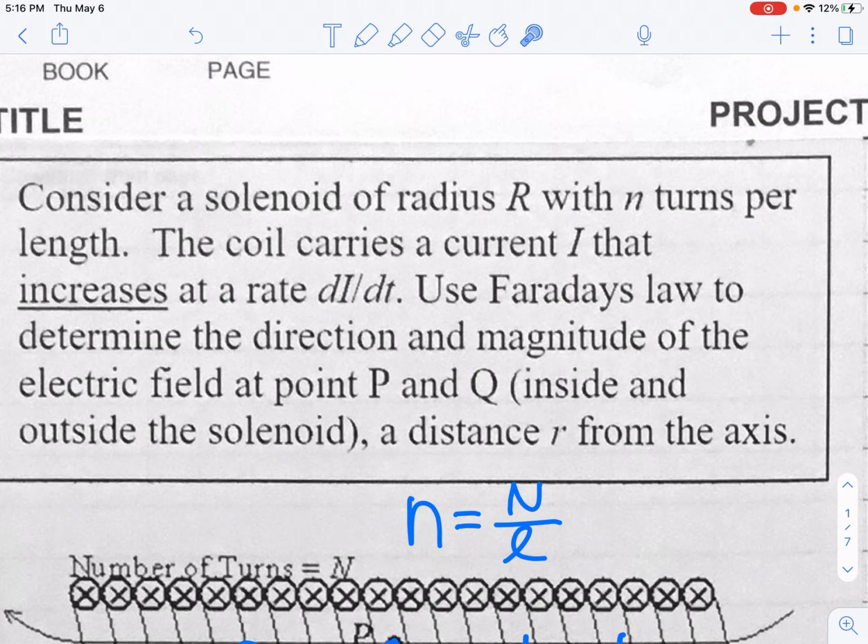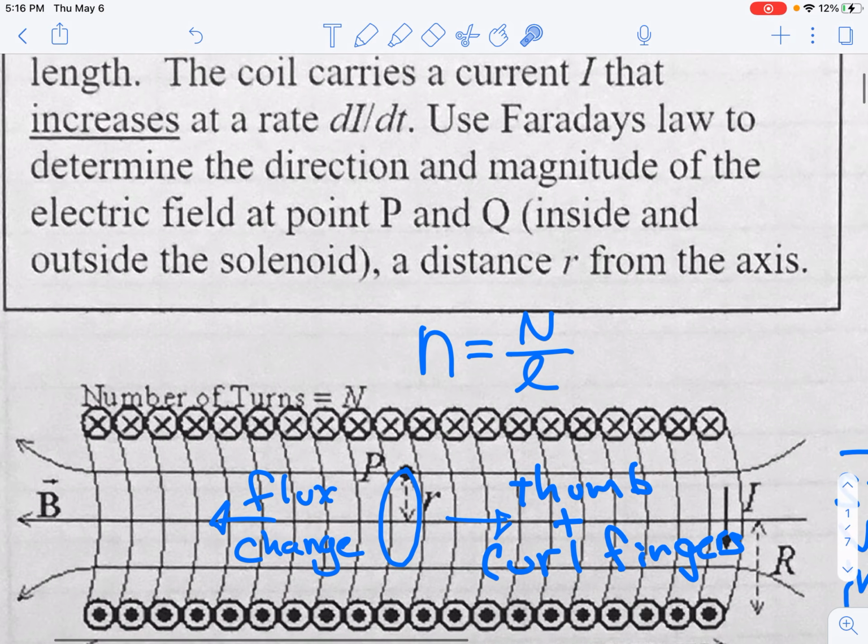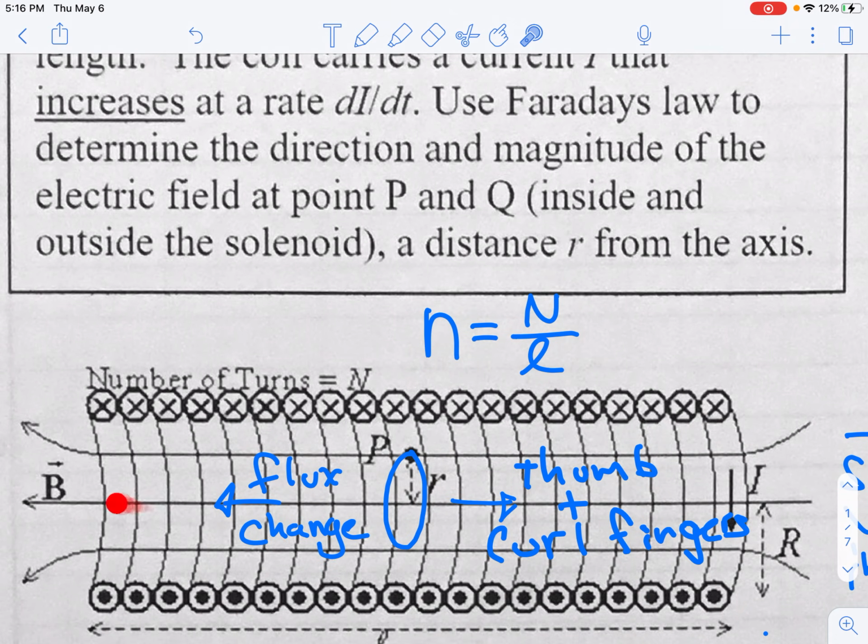Current I increases at a rate. Use Faraday's law to determine the electric field at point P and Q, inside and outside. So we've got a magnetic field pointing to the right. We know the magnetic field is pointing to the right.